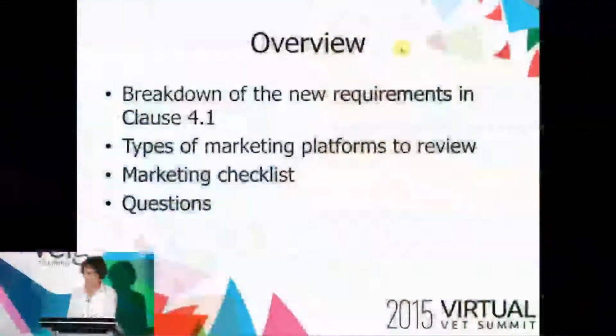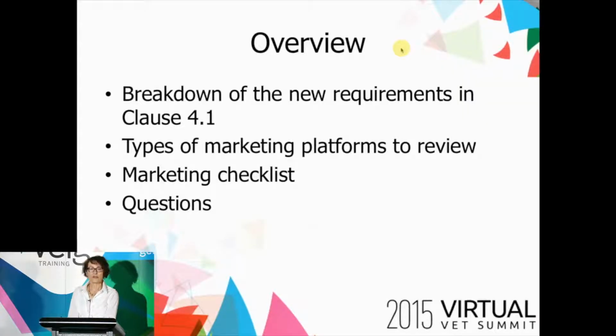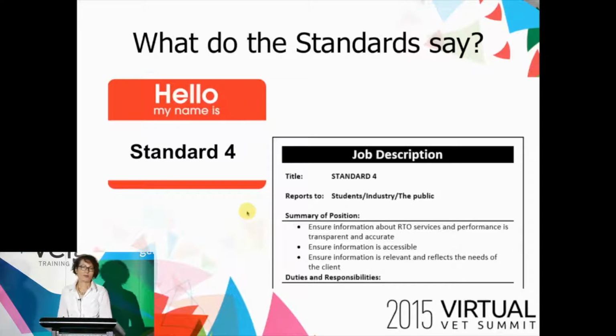This session we're going to have a look at clause 4.1, in fact standard 4. We're going to have a look at the types of marketing platforms or information sources that you need to look at as part of that standard, and then a checklist that might assist you in both the development of marketing materials and the review of those marketing materials to ensure your compliance with that standard, with some time for questions at the end. So what does standard 4, or particularly clause 4.1, ask of us?